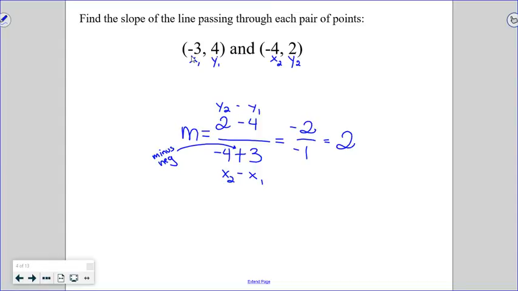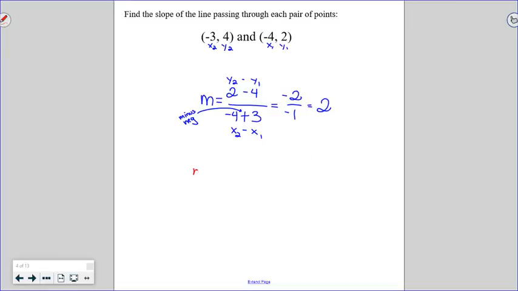Now, very quickly, what if I were to switch these two and make this my first point and this my second point? I just want to prove to you that it would not change my answer. So then I would do y2 minus y1, which would be 4 minus 2, and x2 minus x1, negative 3 minus negative 4. 4 minus 2 is 2. Negative 3 plus 4 is 1. Simplifies down to 2. So please do not stress over which one is the first point and the second point. It doesn't matter. You get the same slope. Just be careful with your positives and negatives and the order that you start things in, okay?